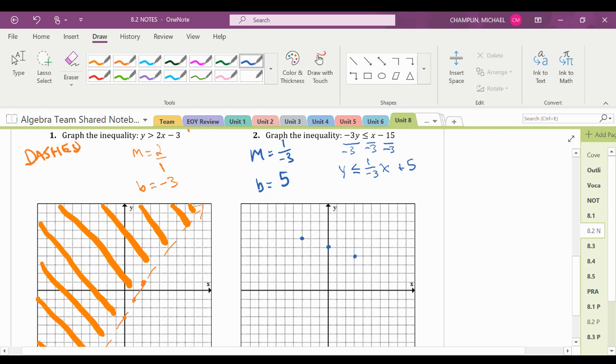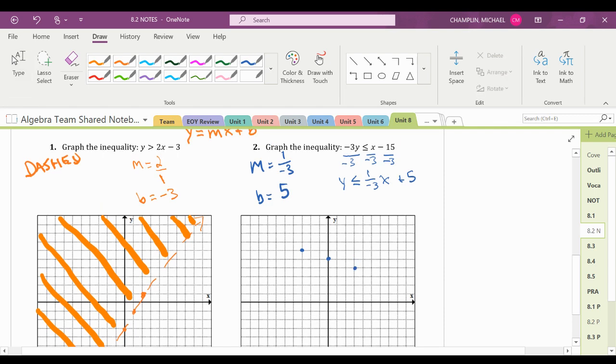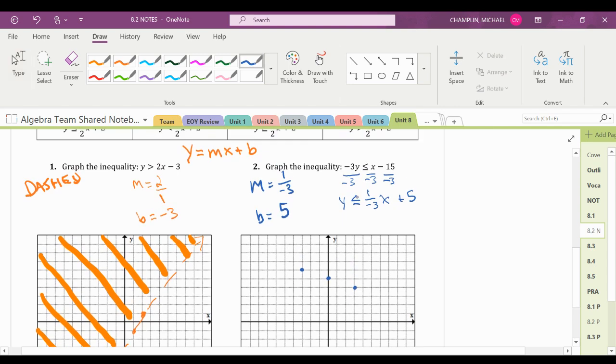All right, before I draw my line, I want to check my inequality. And my inequality says less than or equal to. So that is going to be a solid line, right? That's going to be a solid line. So I'm going to simply just draw a solid line. Hopefully yours is perfectly straight, just like mine.